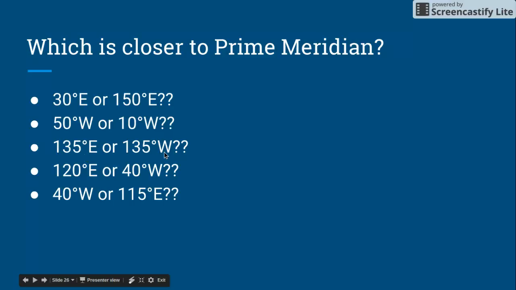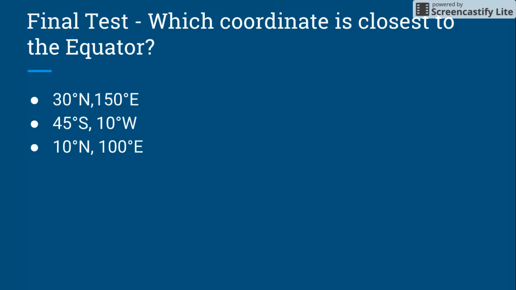135 east or 135 west. Those are both the same, so they're both equal distance apart. 120 east or 40 west. Which one is closer to the prime meridian? Remember, prime meridian is 0 degrees longitude. So which one is closer to 0? 120 east or 40 west? Should be 40 west. And the last one, 40 west or 115 east. Once again, should be 40 west.